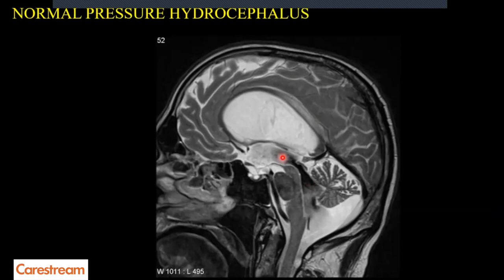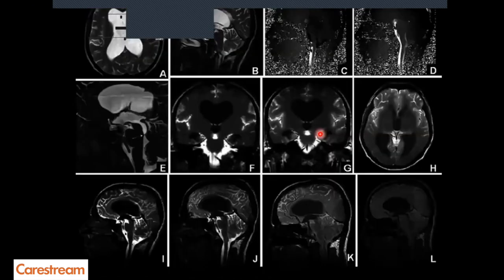So when there is a hyperdynamic CSF flow across the aqueduct, you get this kind of flow void. And when the flow void is reaching almost up to the floor of the fourth ventricle, you can call it a significant flow void. That means there is a hyperdynamic flow across the aqueduct. And that is a suggestion towards a shunt responsive normal pressure hydrocephalus, which you can take forward with your CSF flow analysis study. So again, you will plan your CSF flow studies perpendicular to this aqueduct.